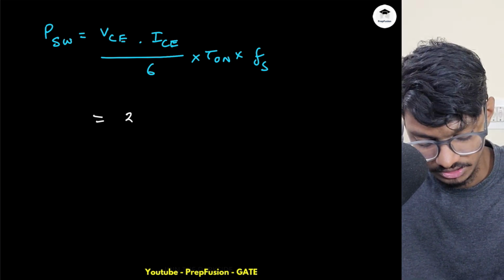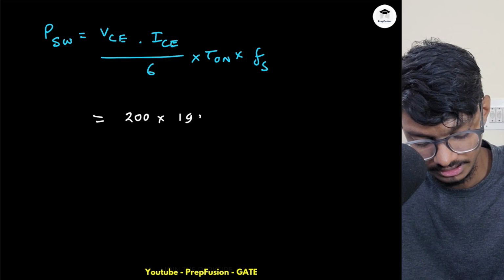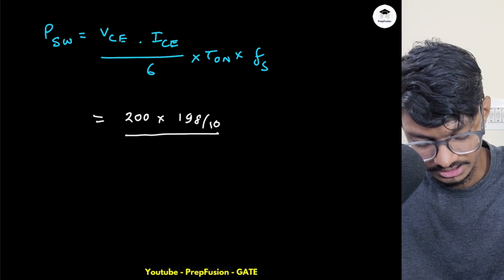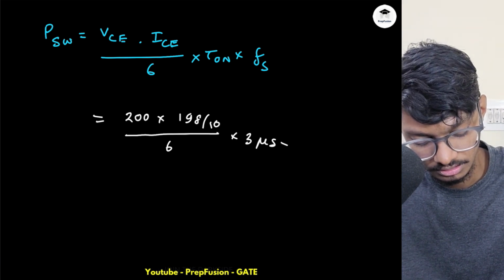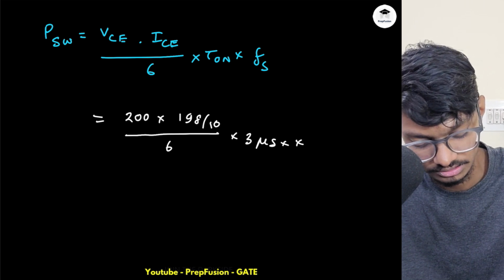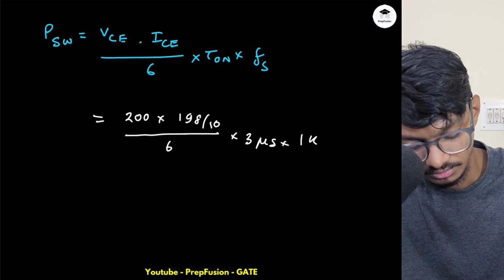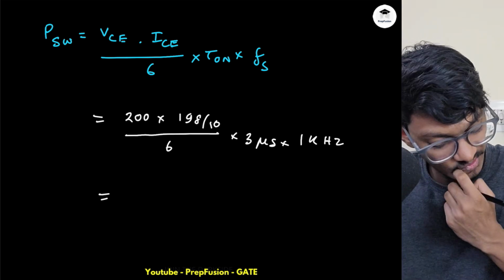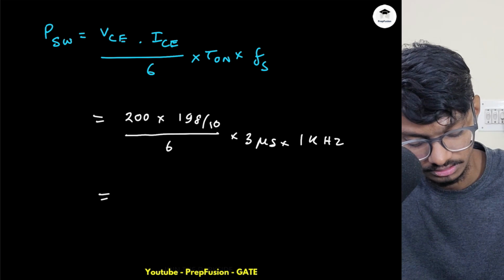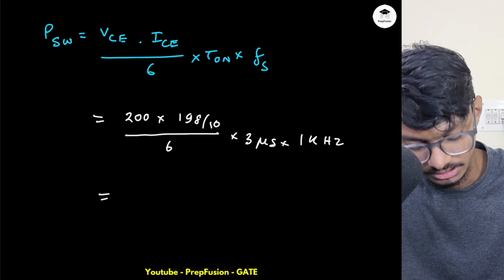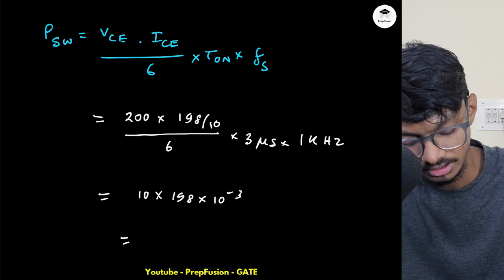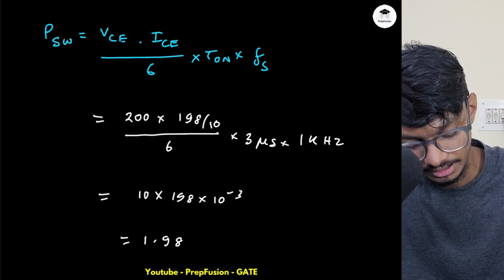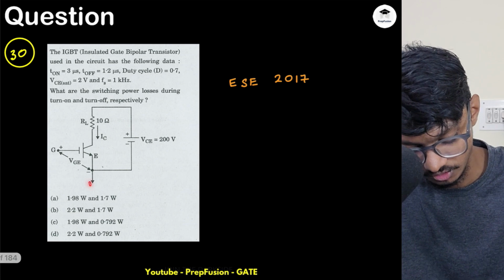So this will be VC is how much? 200 into ICE is how much? 198 divided by 10 divided by 6 into T on. What is T on? T on is 3 microseconds. And what is Fs? Fs is 1 kilohertz. So overall this will become like 600 and this will be 60 by 6. This will be 10 into 198 into 10 raised to power minus 3. So this will be 1.98 watts. So 1.98 watts is in the first option.